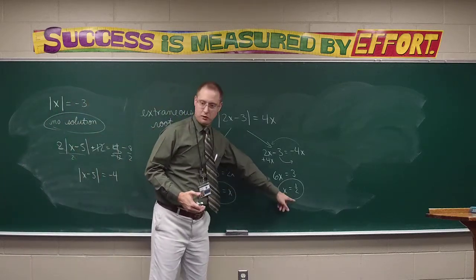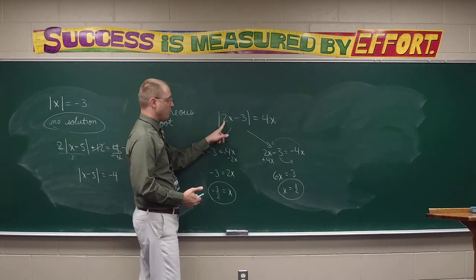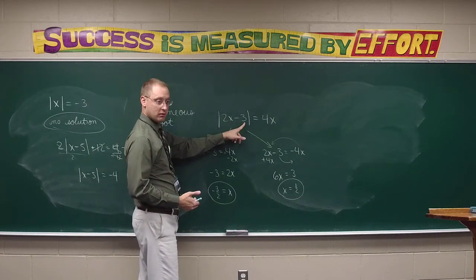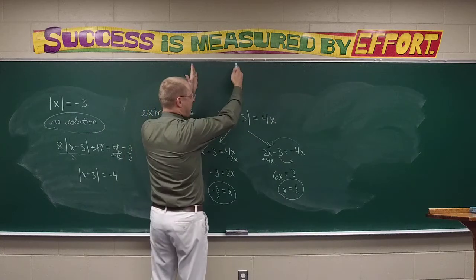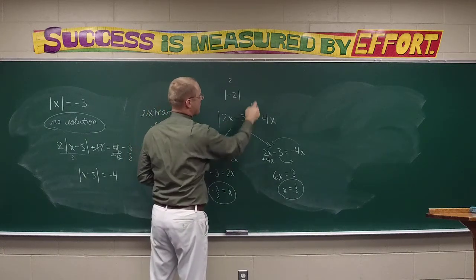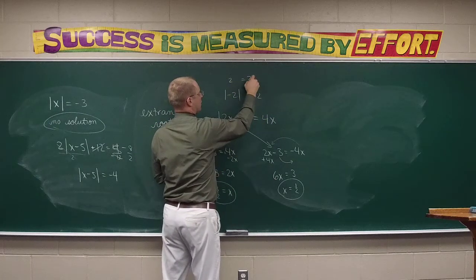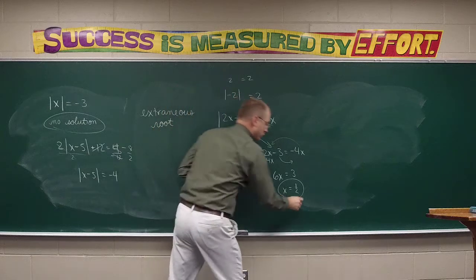I like the 1/2. That just feels easier to me. What is half of 2, class? 1. And 1 minus 3 is negative 2. What is the absolute value of negative 2? 2. All right, come over here. What is half of 4? 2. Does 2 equal 2? Yes. All right, this one checks.